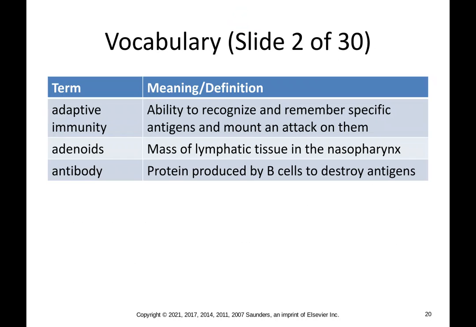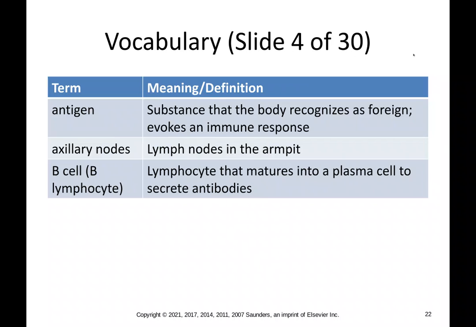Adenoids are the mass of lymphatic tissue in the nasopharynx. An antibody is a protein produced by B cells to destroy antigens. The antigen is the substance that the body recognizes as foreign that evokes an immune response. Axillary nodes are the lymph nodes in the armpit. A B cell is a lymphocyte that matures into a plasma cell to secrete antibodies.